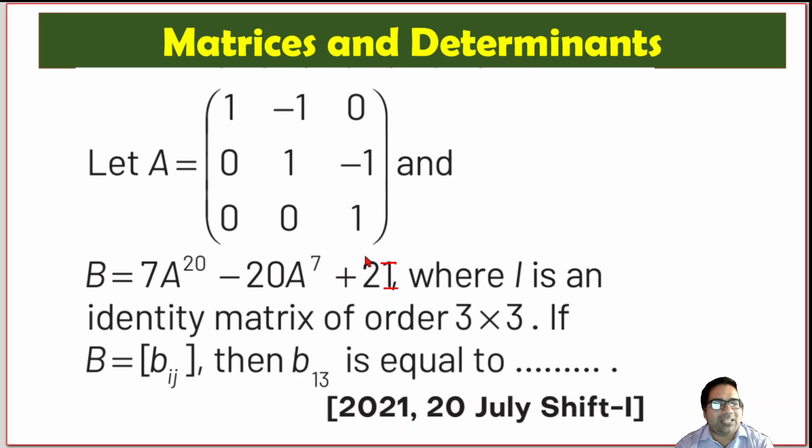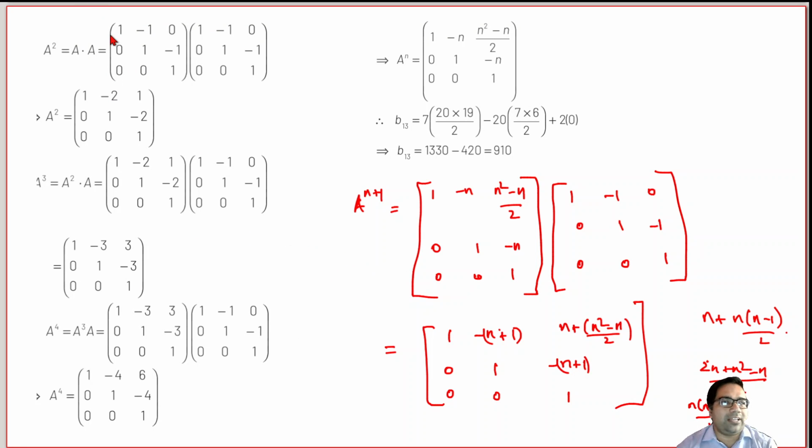Okay, so let's do A square first. A square, A into A. If we multiply this, and both are upper triangular matrices, obviously these three will remain zeros, and the diagonal is still 1, and then this minus 1 is becoming minus 2, and this 0 is becoming 1. Very good. If we multiply this A square again with A, we get this matrix A cube. Again, these three are zeros and the diagonal is 1. At the same time, this minus 2 is becoming minus 3 here, and this 1 is becoming 3 here.